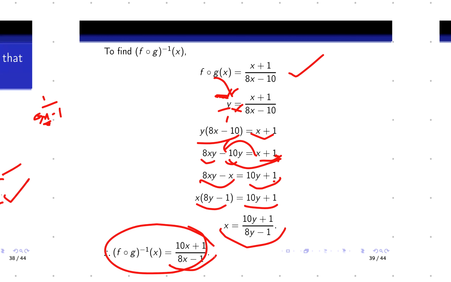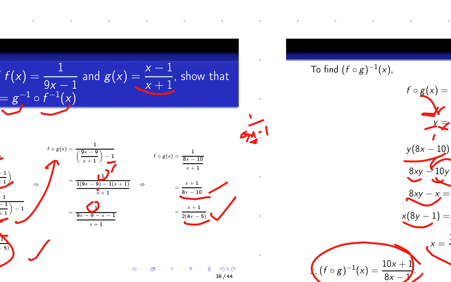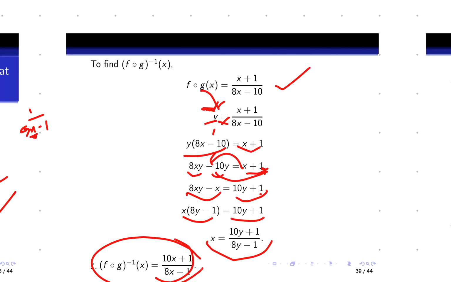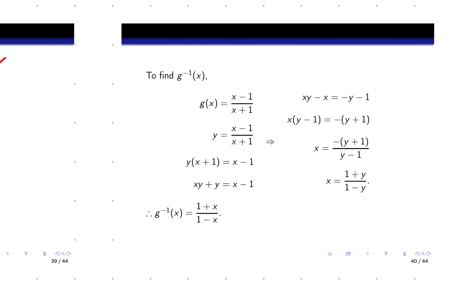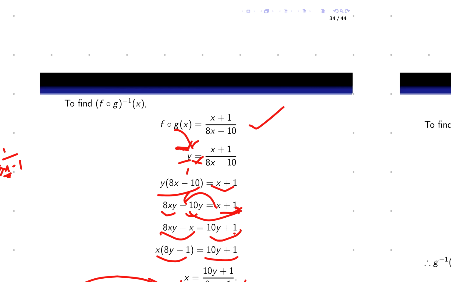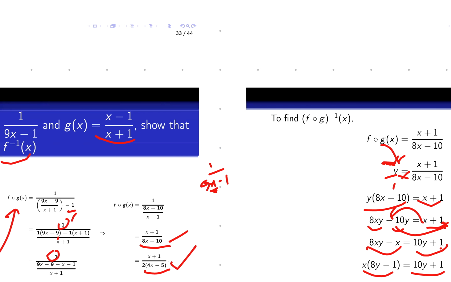So now the next thing is we want to see if that inverse is the same thing as when you find the inverse of g and you find the inverse of f, and you now find g inverse of f inverse of x. So that's the next journey. Again, don't forget from the original question, g of x is x minus 1 over x plus 1. So based on that, we're going to find g inverse of x.